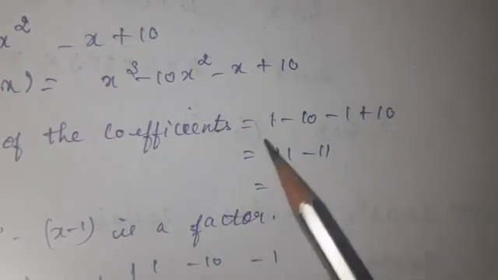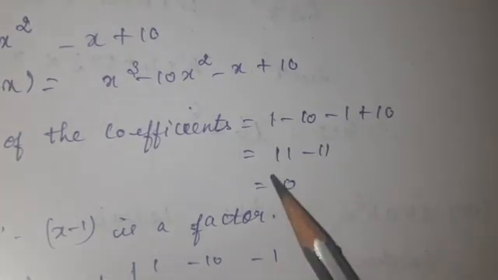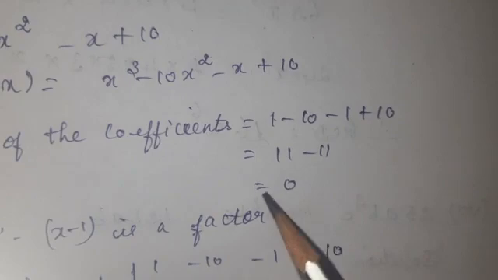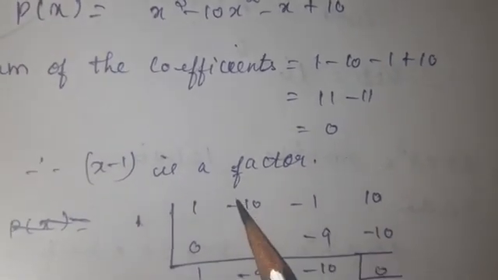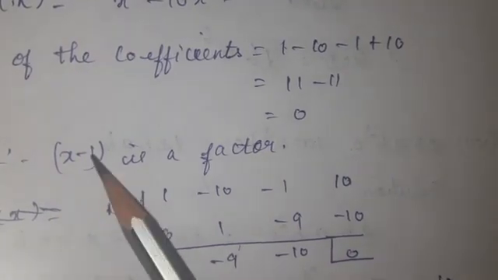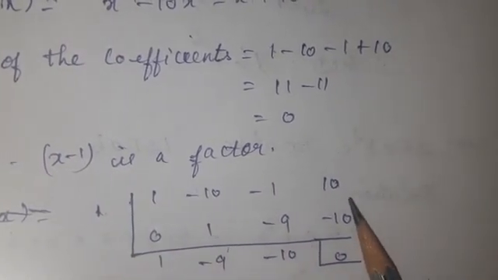You add the positive numbers. 1 plus 10 is 11. Minus 10 minus 1 is minus 11. 11 minus 11 is 0. Here getting 0 means x minus 1 is a factor. Then it is a factor now. I am taking it as plus 1. Then write the coefficients of p of x.